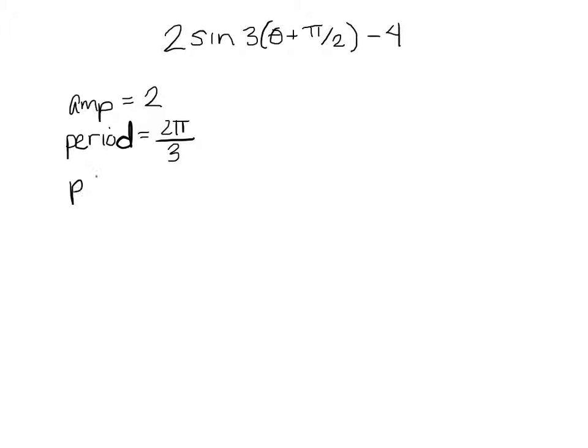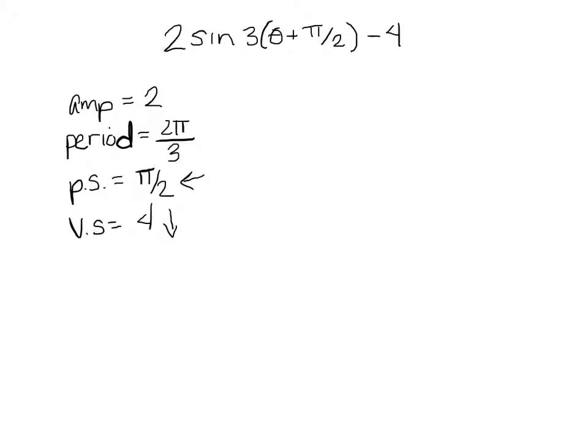Our phase shift is found by looking inside the bubble, and that says plus pi over 2, so our phase shift is actually going to be pi over 2 to the left. It always goes the opposite direction. And then we have our vertical shift. That is the number at the very end. So our vertical shift is 4 down, and that actually does go with the sine. Now that we have that, we can start graphing.